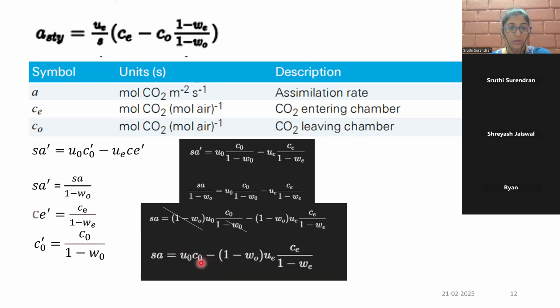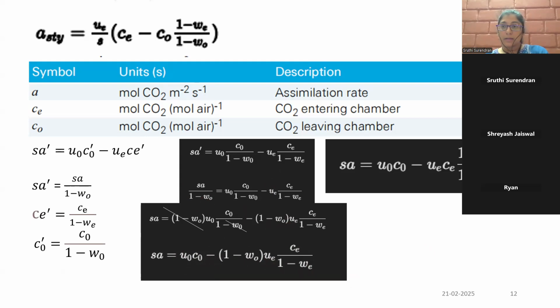And then you will get this equation: SA is equal to mu naught C naught minus 1 minus W naught into mu E Ce by 1 minus We. You're just taking this denominator to the right hand side. Then moving on, since this will be further simplified, this 1 minus W naught corresponding to this term, we will represent it more neatly. This will be mu E Ce into 1 minus W naught by 1 minus We.